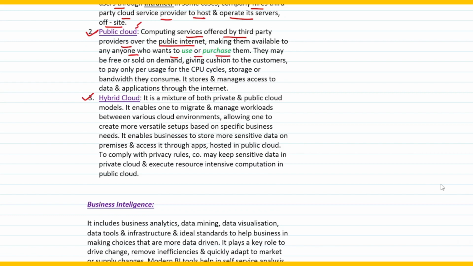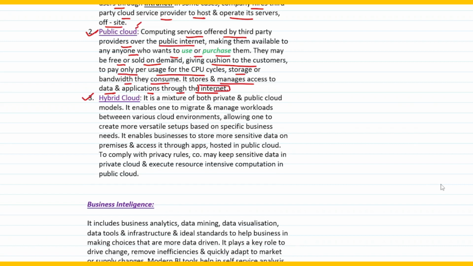So computing services offered by a third-party provider over the public internet, making them available to anyone who wants to use or purchase them. They may be free or sold on demand, as I said, giving a cushion to the customers to pay only per usage for the CPU cycles, storage, or bandwidth they consume. So what exactly will they be paying for? Either per usage for the CPU cycle, the storage, or bandwidth they consume, right? It stores and manages access to data. So you can store and have access to the data, or they will manage the access to data and applications through the internet. So here the keyword is it is done through the internet. In the previous one, that is private cloud, it is all done through an intranet, right?